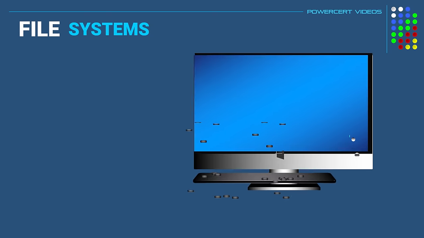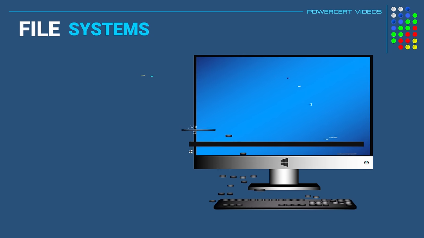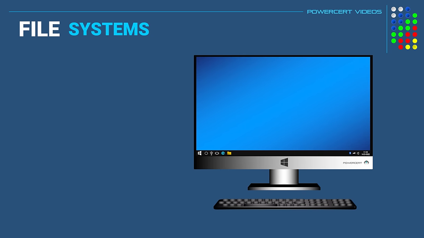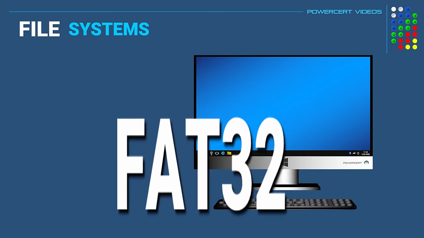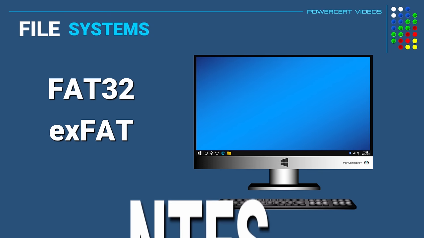Hello everyone, in this video we're going to be talking about the different Microsoft Windows file systems that are used when formatting storage devices. These file systems are FAT32, exFAT, and NTFS.